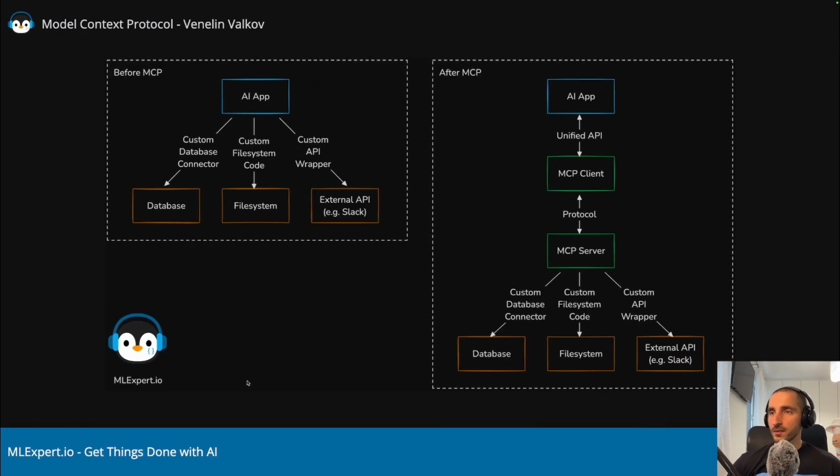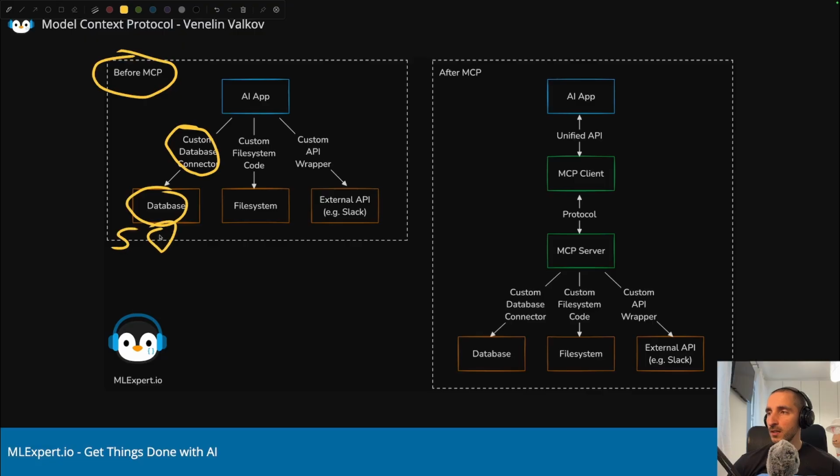So what this protocol looks like and how it can be useful to you: at the start, when you were building your AI applications, you essentially had to write all of the custom code necessary in order to connect to external systems. For example, here you might have something like an SQL database, and from there you might need to write some tooling for your AI agent.